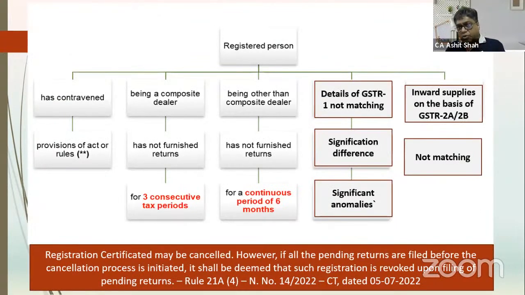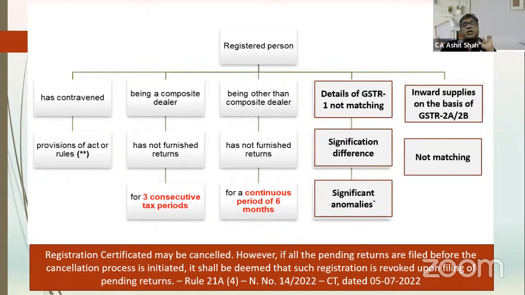Now, a proper officer can cancel the registration under the following situations. If a registered person has contravened any of the provisions of the Act or rules, then his registration can be cancelled by the proper officer. If a registered person is a composition dealer, and if he has not furnished the returns for 3 consecutive tax periods, then his registration may be cancelled. He will give first of all a notice and then give a chance of personal hearing, and after that, if he feels so, he will cancel his registration.